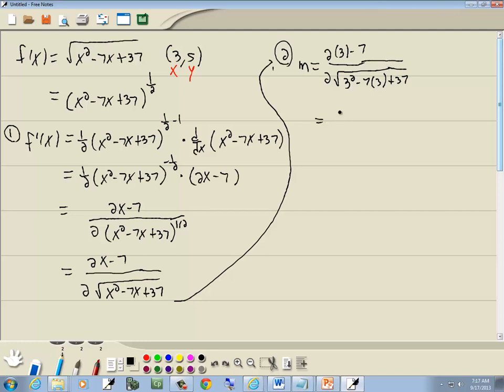2 times 3 is 6. We have 6 minus 7 over 2 square root of 9 minus 21 plus 37, which gives us negative 1 over 2 square root of 25. And the square root of 25 is 5, so we have negative 1 over 2 times 5, which gives us negative 1/10.